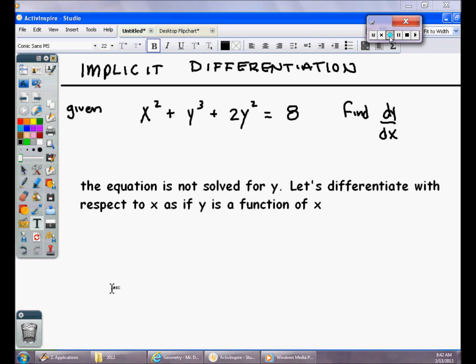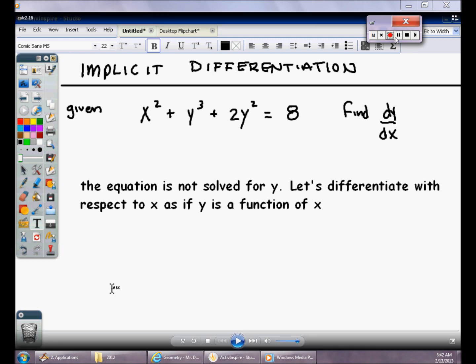Today we're talking about implicit differentiation. Today we're going to do this problem, x squared plus y cubed plus 2y squared equals 8, and I'm trying to find the derivative dy dx. The problem with this one is it's not solved for y. It doesn't say y equals. I'm going to have to differentiate with respect to x as if y is a function of x. And here are these steps.